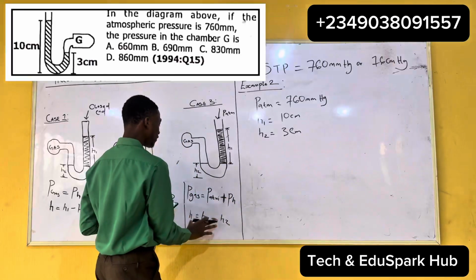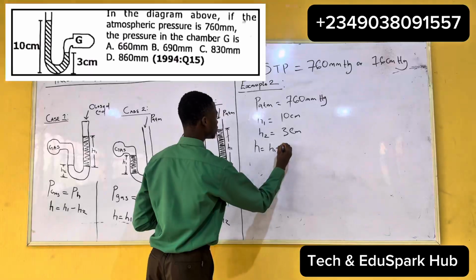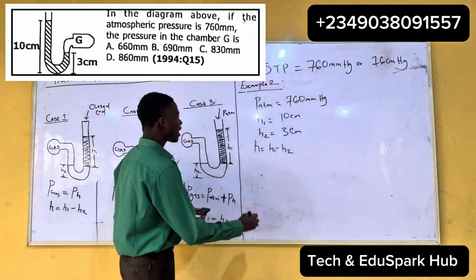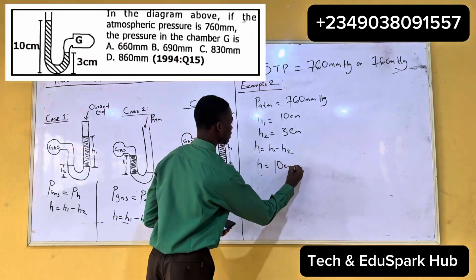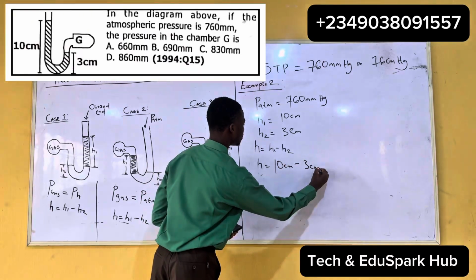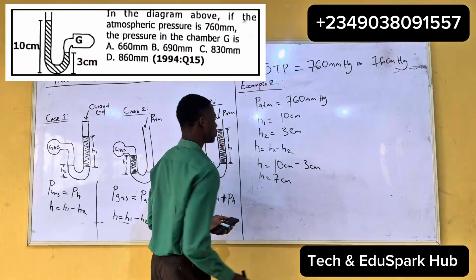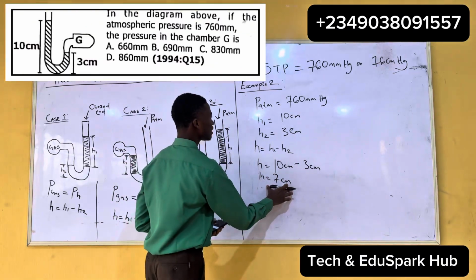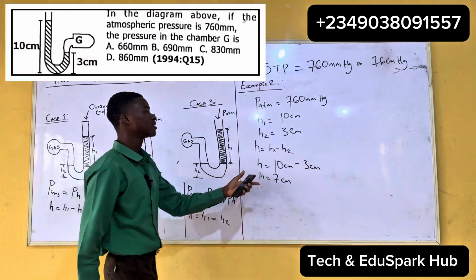So let's get our final height first. The H will be equal to H1 minus H2. And our height will be given by H equals 10 centimeter minus 3 centimeter. So in this case, our height will be 7 centimeter. Now we have to convert this 7 centimeter to millimeter. So how do we convert this 7 centimeter to millimeter?